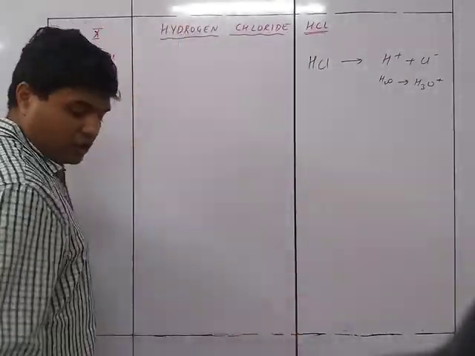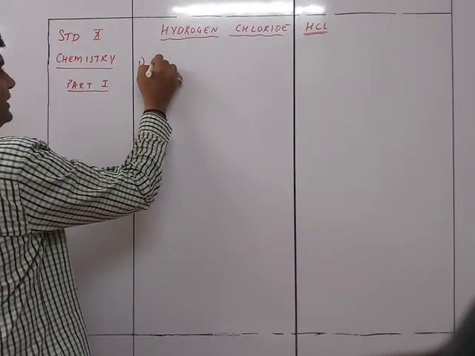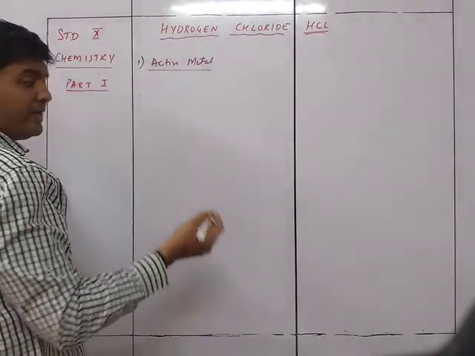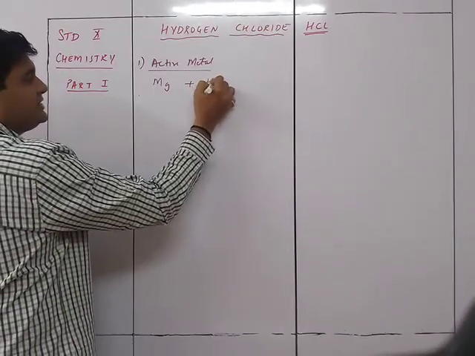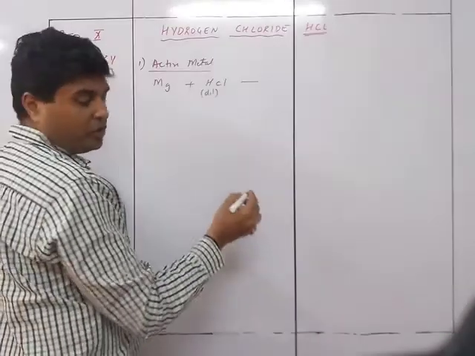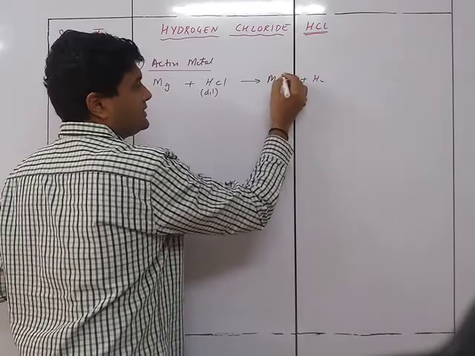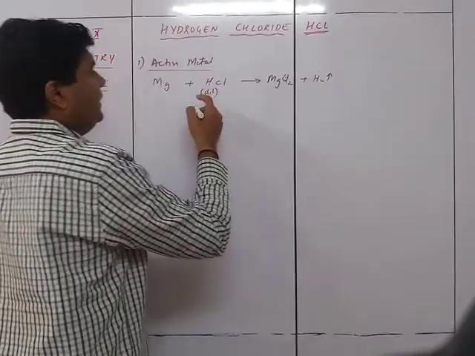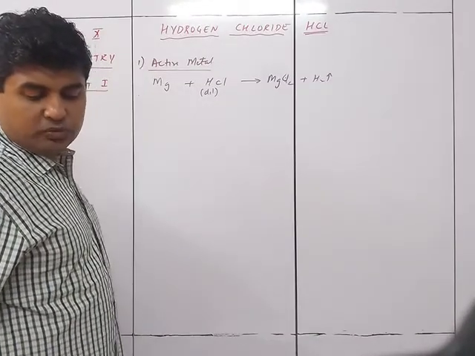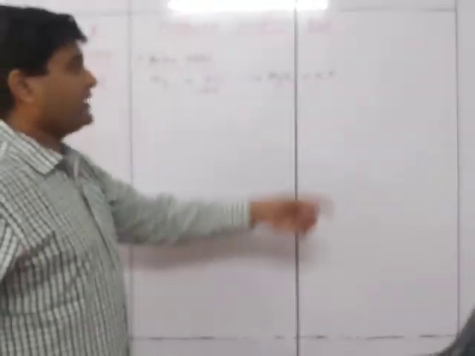The first reaction is with active metals. We'll take one example of each. So we take the active metal Mg. Mg plus dilute HCl gives MgCl2 plus H2. So that's MgCl2, and H2 gas will be evolved. The same thing can be done for Fe or Zn also, the same reactions. This also proves that HCl contains hydrogen in it, because hydrogen gas is given out.